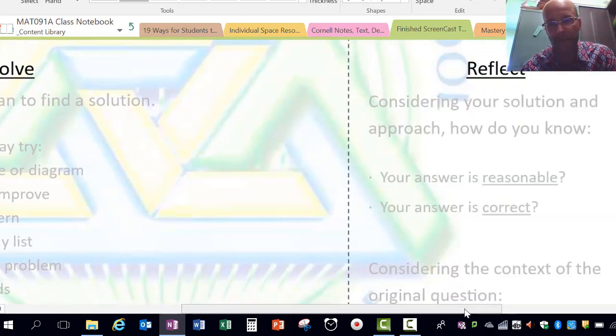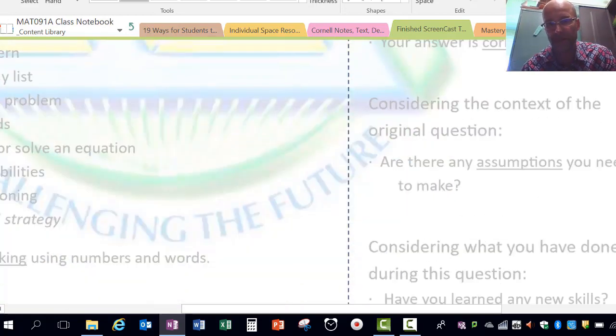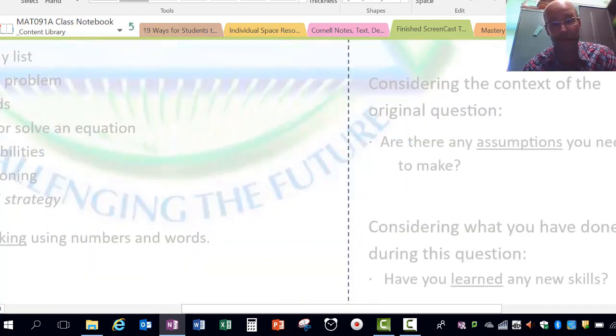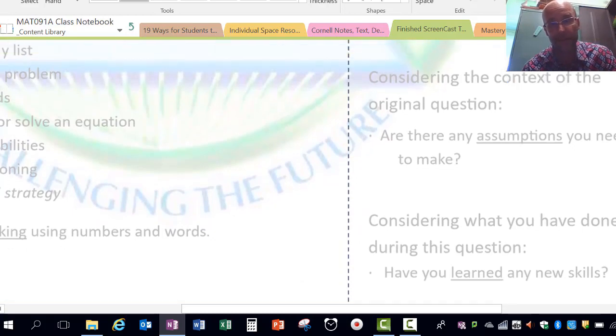The last step is we reflect. Is the answer correct? Is it reasonable? And does it make sense? Did we make any assumptions? Have we learnt anything from this?